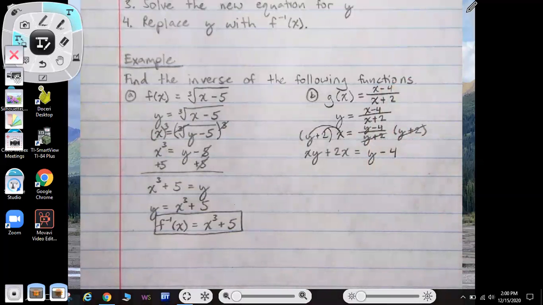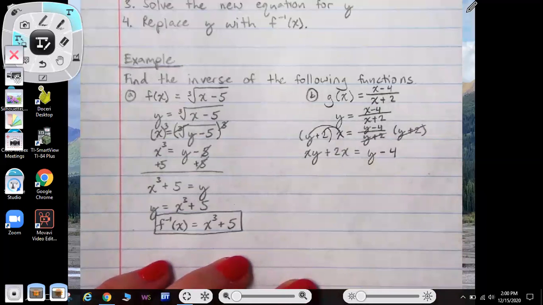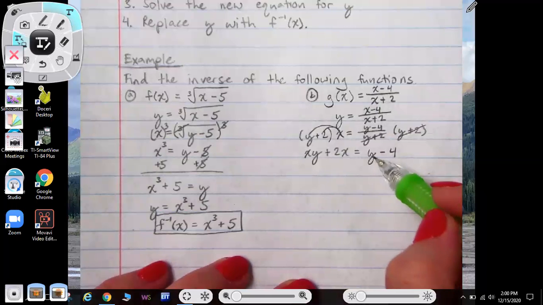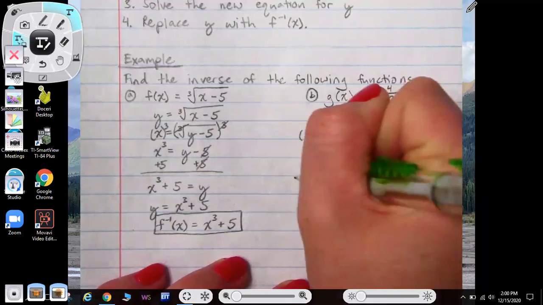From here, we want to get every term that has a y in it on one side and everything else to the other side. So if I want to move my y terms so that they're on the left side, that means we need to move this y over there. So since it's a positive y, we'll subtract y from both sides.